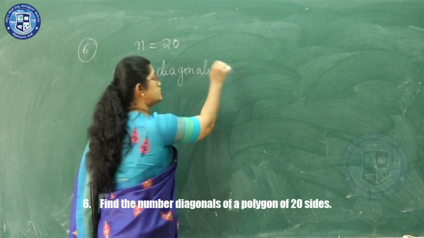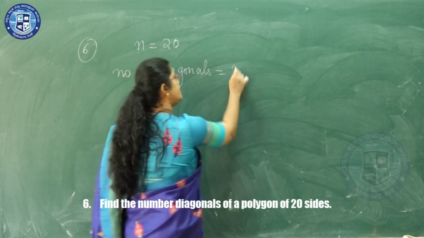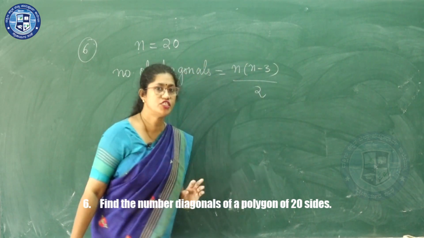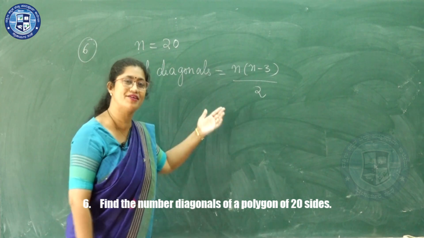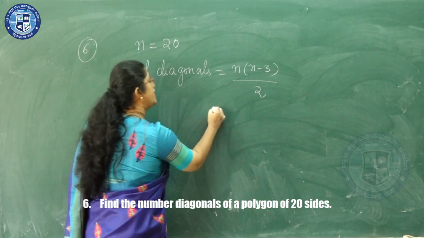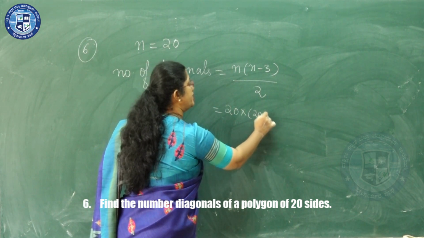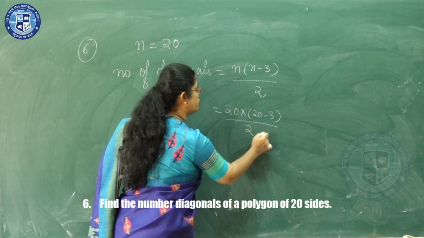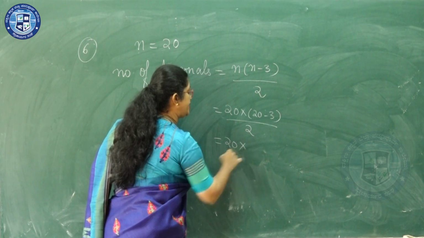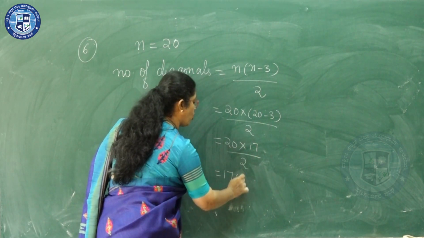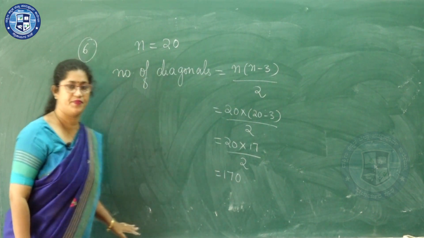Number of diagonals formula is n into n minus 3 by 2. Logically, nC2 minus n. You can directly use this formula. n is equal to 20. So 20 into 20 minus 3 divided by 2, that is 20 into 17 by 2, which is equal to 170.